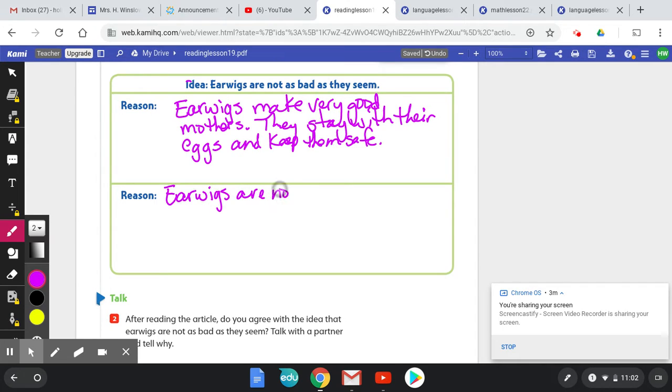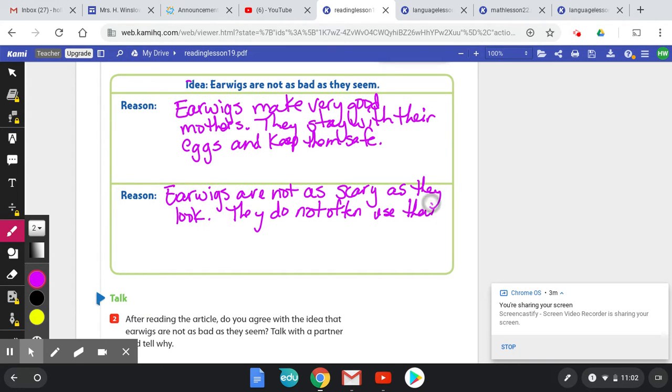Earwigs are not as scary as they look. They do not often use their wings, and they do not like to use their pincers on people, which is good.